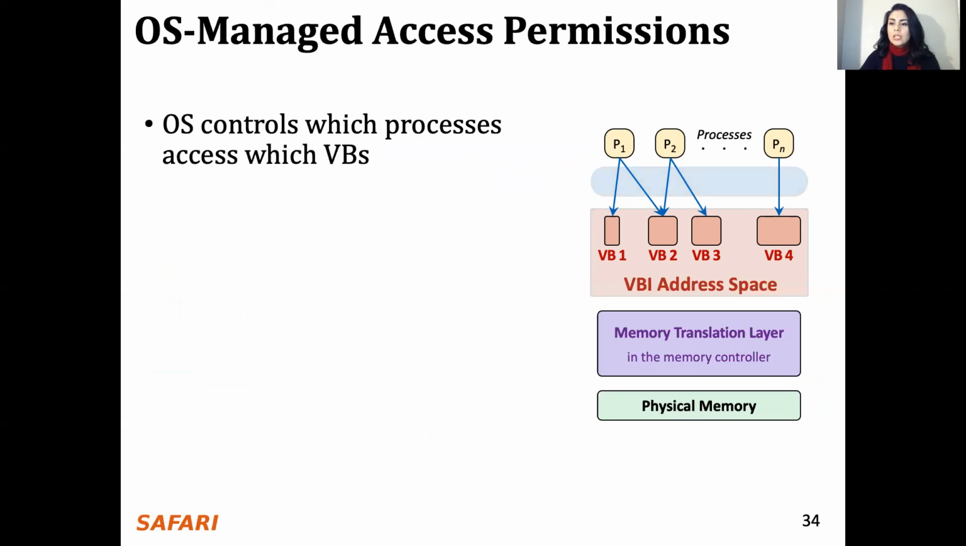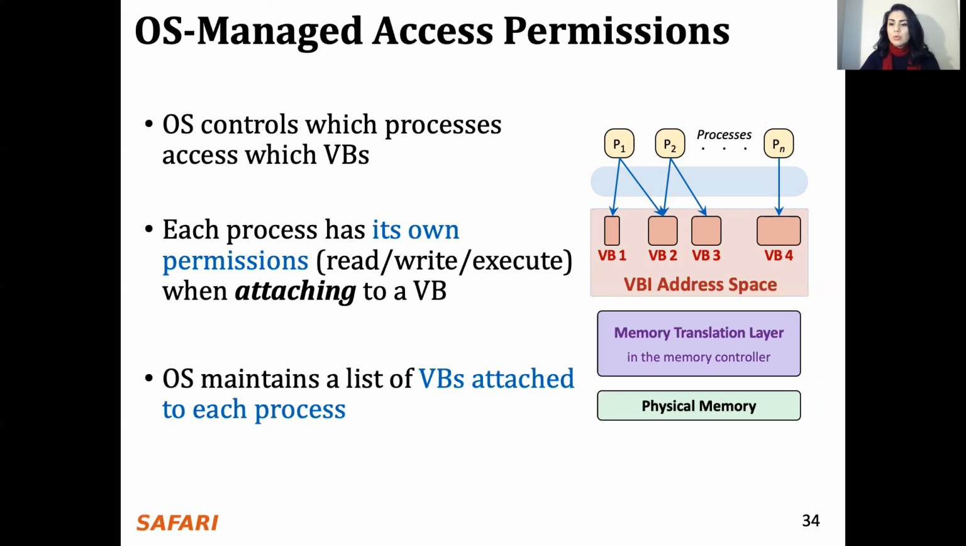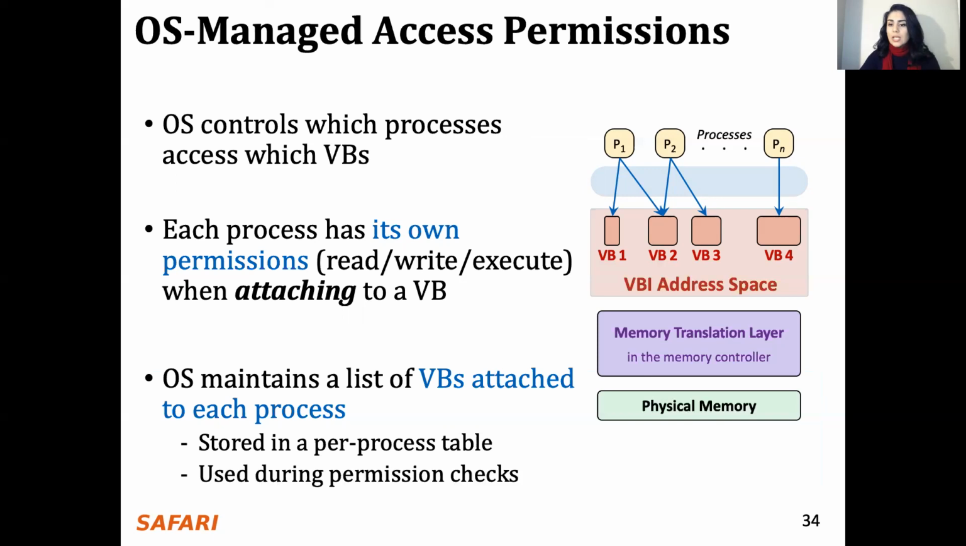Accordingly, in VBI, the OS no longer needs to manage address translation and memory allocation. Instead, it retains full control over access protection by controlling which programs have permission to access which VBs. In order to access a VB, a process needs to be attached to that VB with correct permissions. To this end, the OS attaches the processes to the requested VBs and stores the list of the VBs attached to each process and their associated permissions in a per process table. Access protection is performed in the processor using this table to ensure that the process has enough permission to access the requested VB.